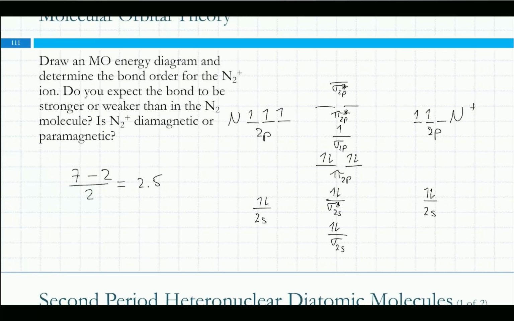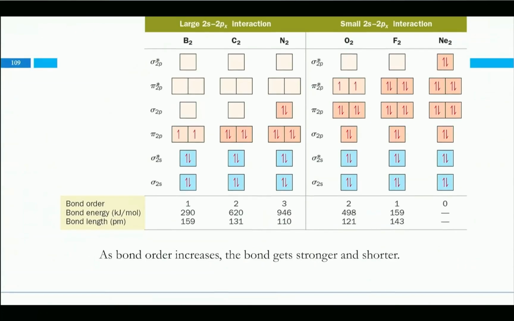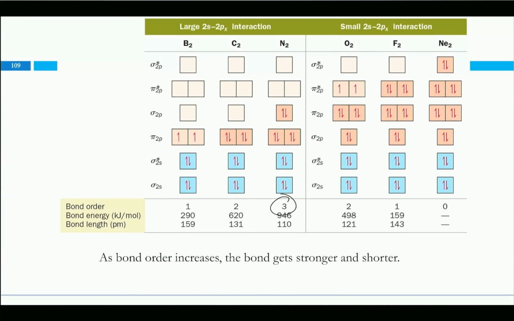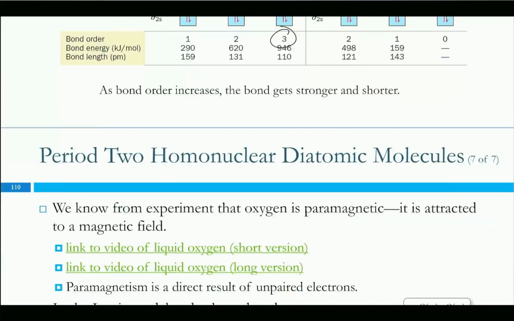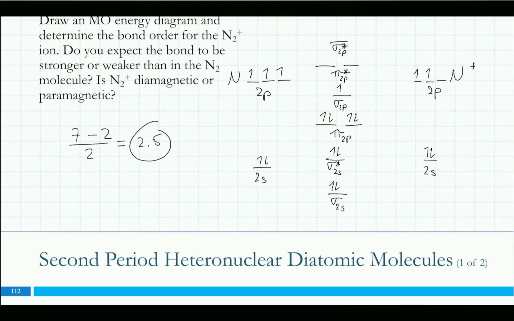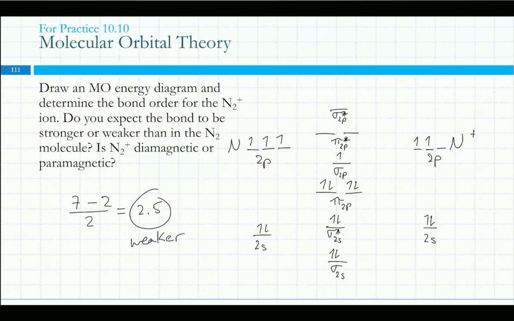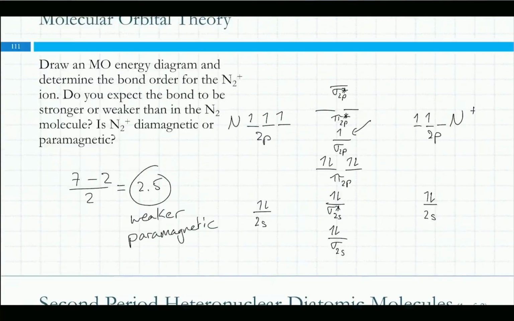So is this stronger or weaker than regular nitrogen? Well, bond order for regular nitrogen is 3. Small number is weaker. Now, is it paramagnetic or diamagnetic? Paramagnetic, because it has an unpaired electron. Just like oxygen would be. Is it?